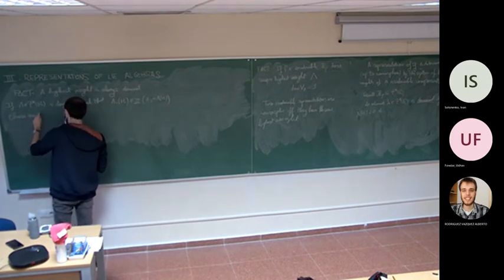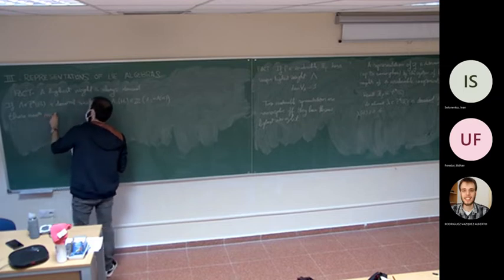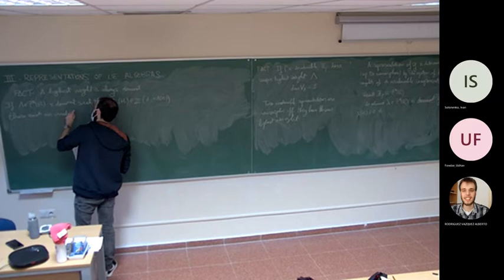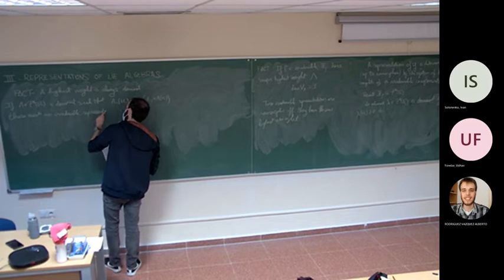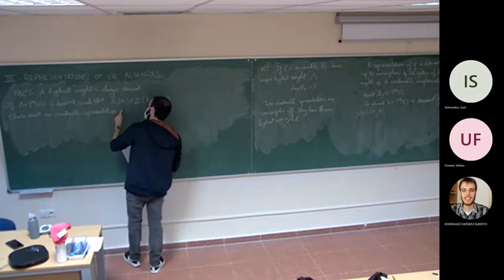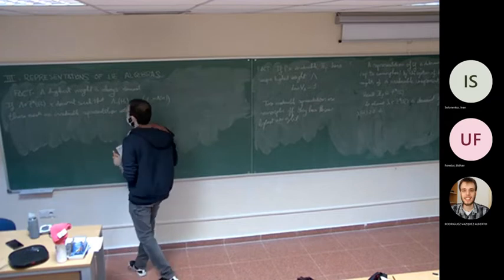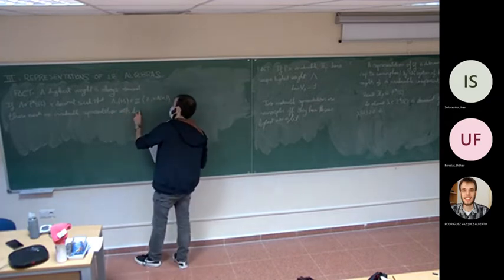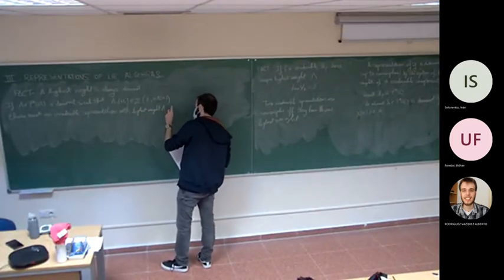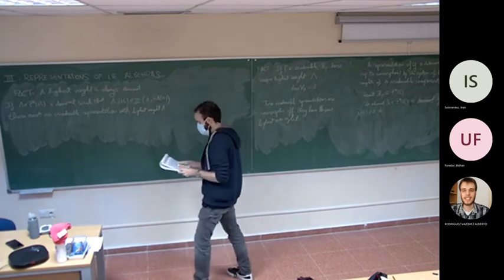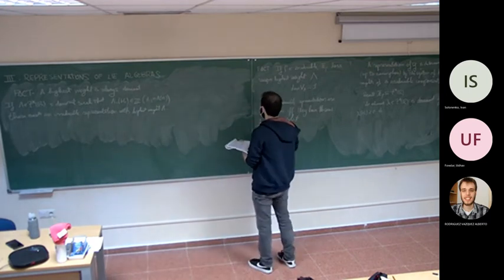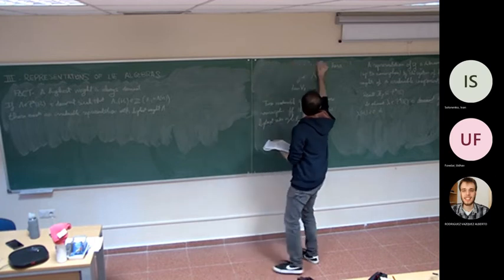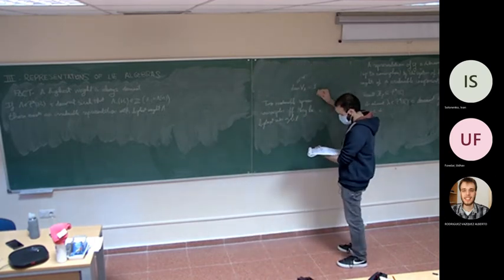There exists an irreducible representation with highest weight lambda. All right. I think I have space here. Still, I will erase this. Let's go on.